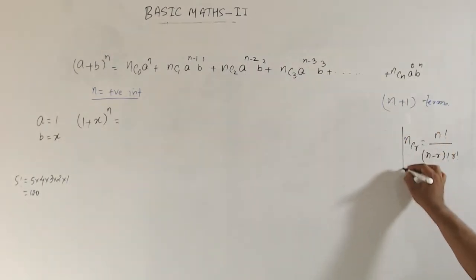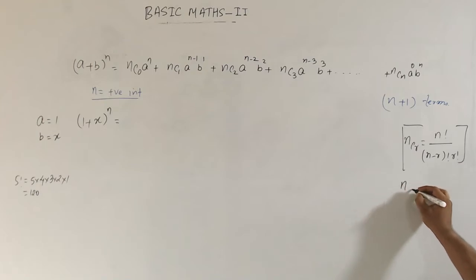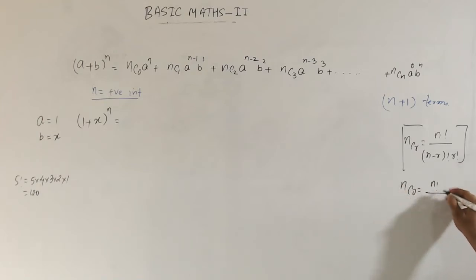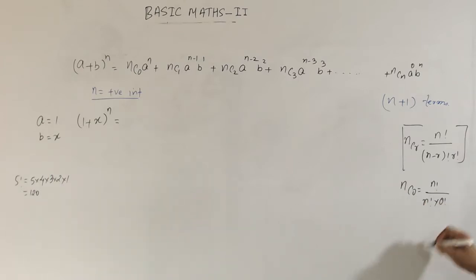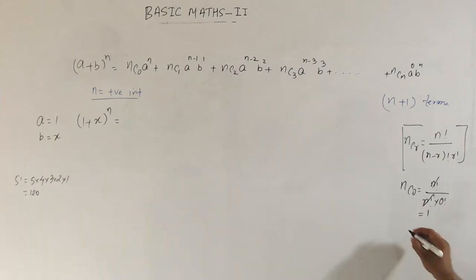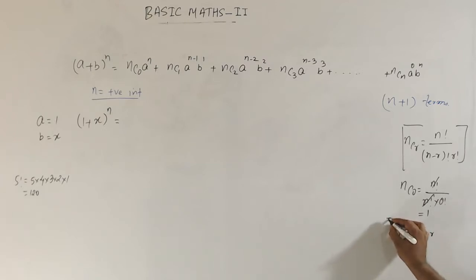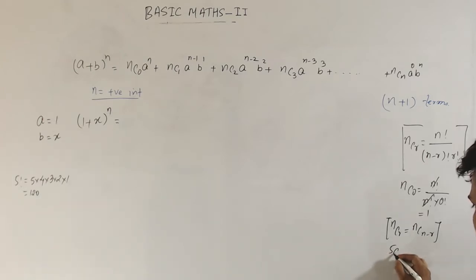So let's use this. Just for your info, nC0 is going to be n factorial upon (n minus 0) factorial, which is n factorial itself. And 0 factorial is 1, so that would cancel and this gives you 1. One more thing I would like to add: nCr and nC(n minus r) are both equal. What exactly do I mean by this? If I have, let's say, 5C2, then that equals 5C(5 minus 2), which is 5C3. That's what I mean: nCr equals nC(n minus r).